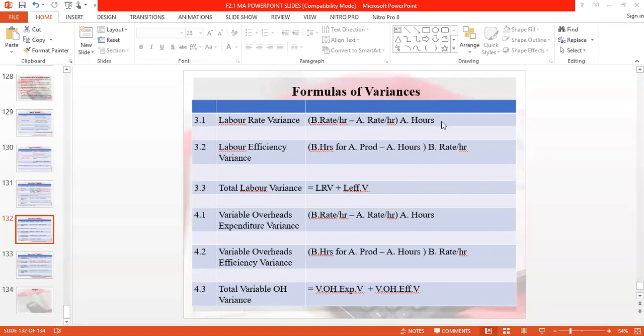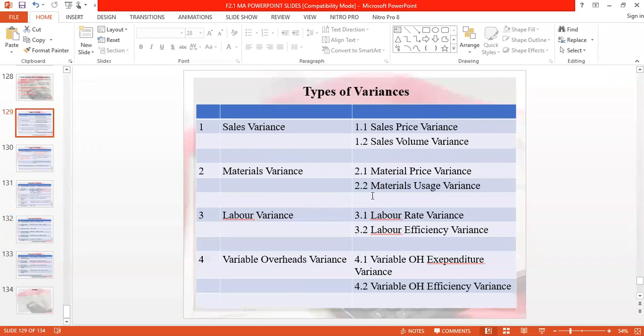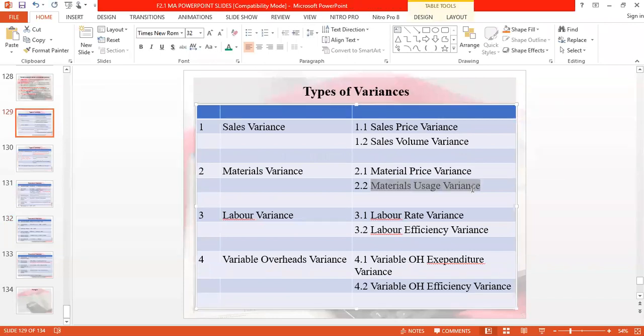I know many variances. I'm just teaching what is in your syllabus. We also have advanced variances. The usage variance is again divided into two: material mix variance and material yield variance. There are also planning and operational variances. There are very many variances, and I'm only remaining within your syllabus.